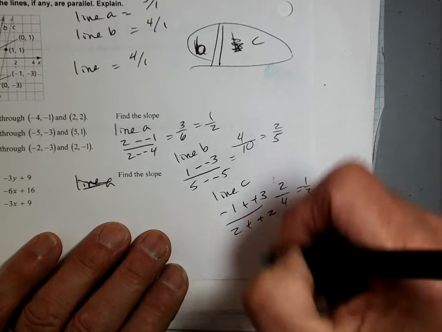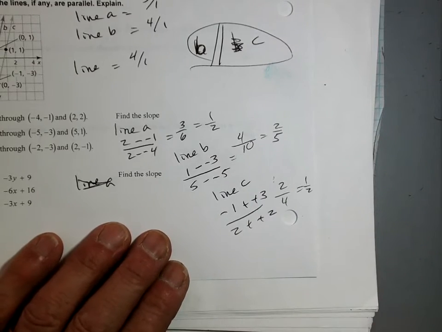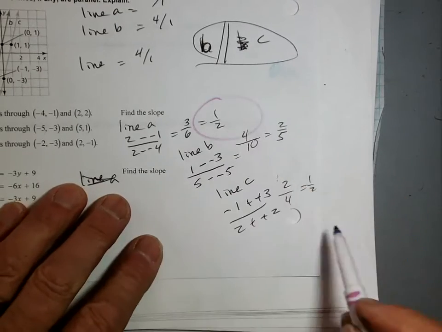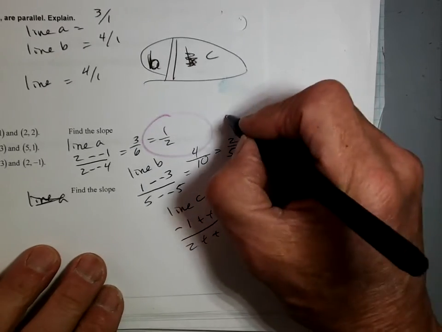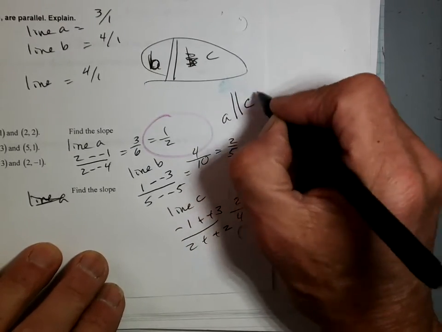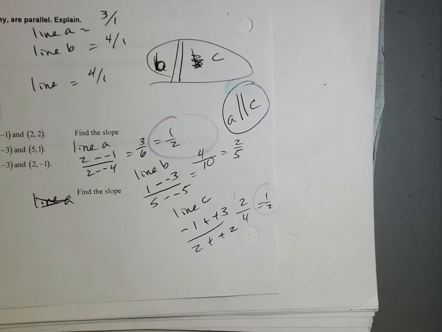So it seems like it's A and C. Let me circle these. So I've got A and C. I'm going to use my symbols. A is parallel to C. How's that? Okay, guys like the symbol for parallel, right? Yep. A is parallel to C. I like it too. Okay.